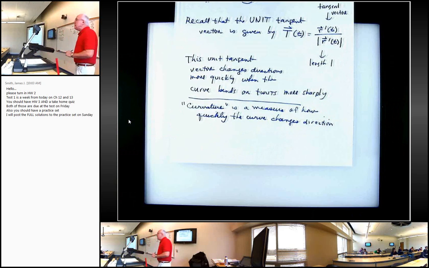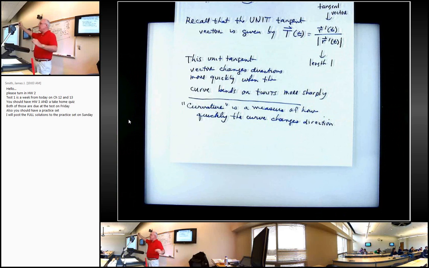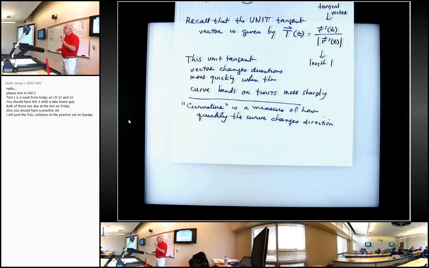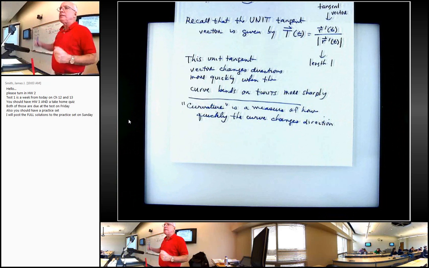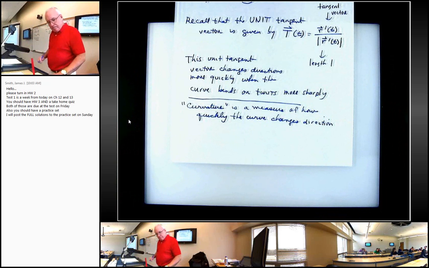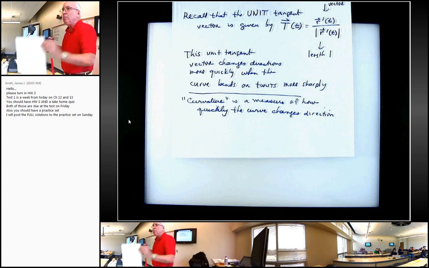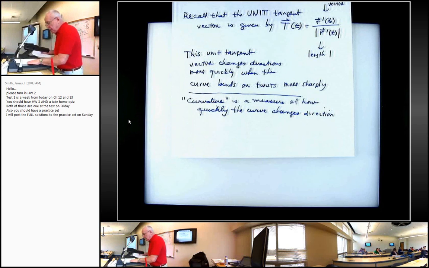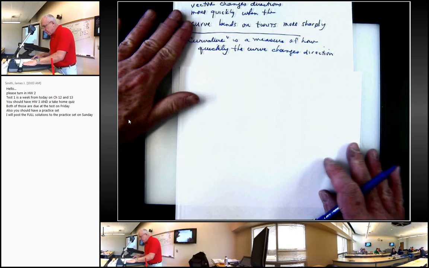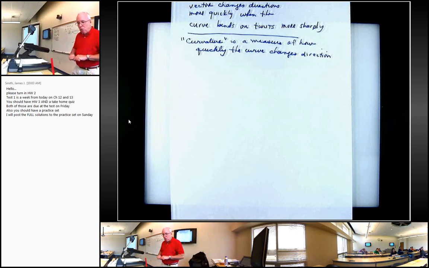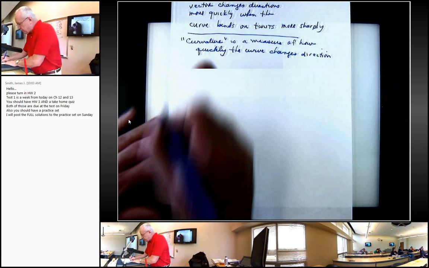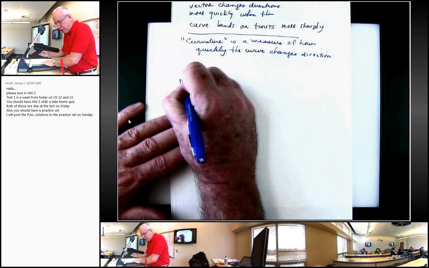A straight line, a straight space curve, is going to have a curvature of 0 because it never changes direction. It always keeps going straight, right? Now here's the first of two mathematical equations for curvature, definitions of curvature, that are equivalent to each other.